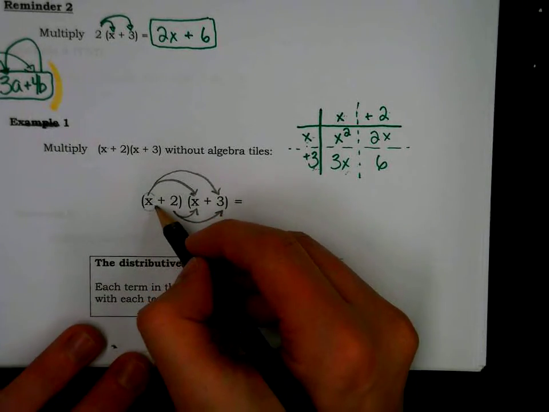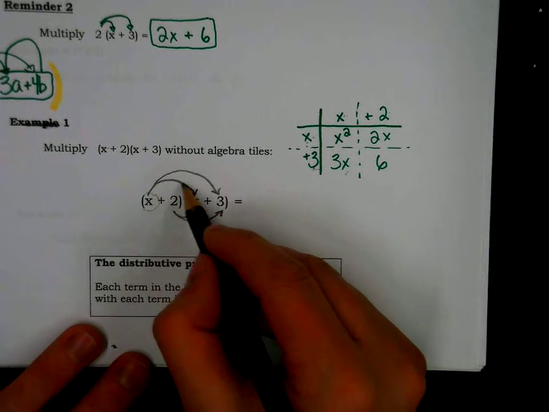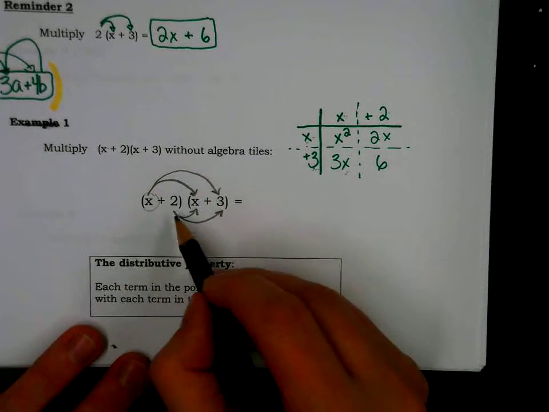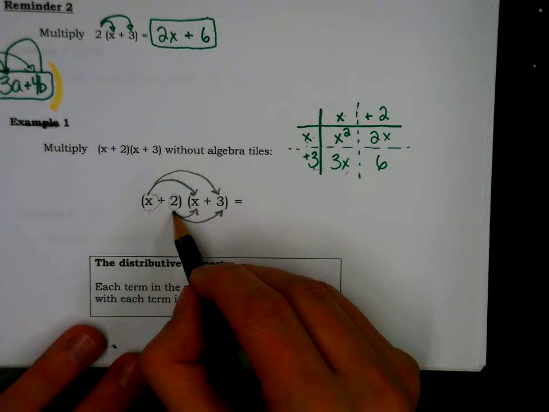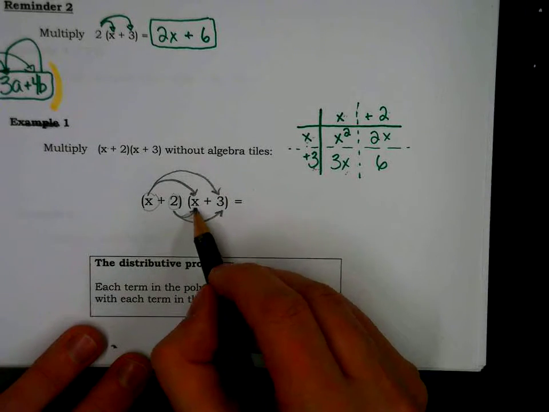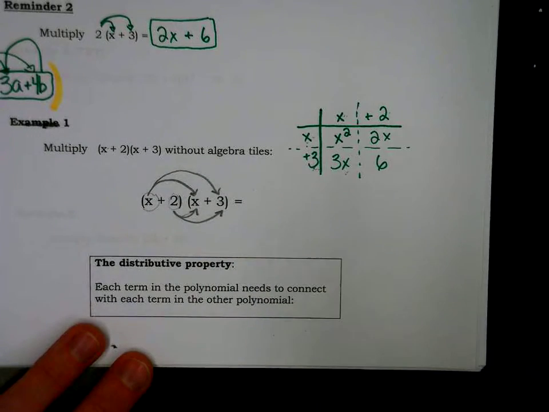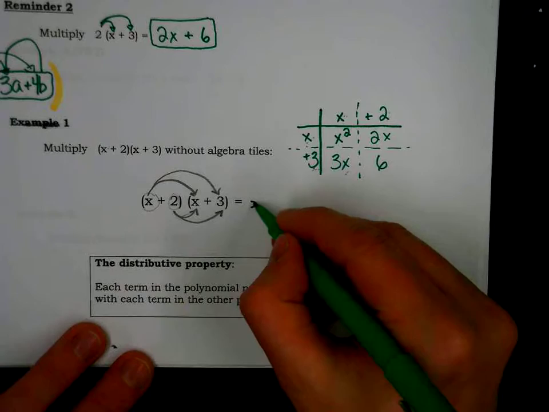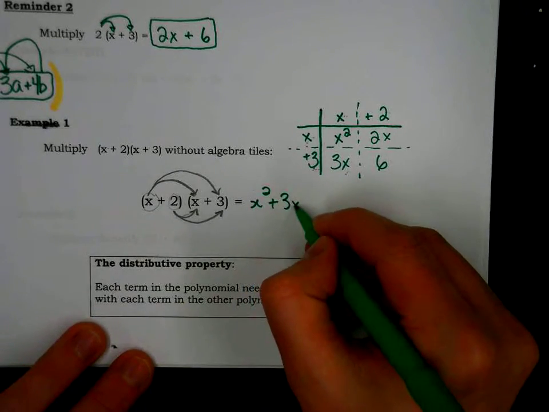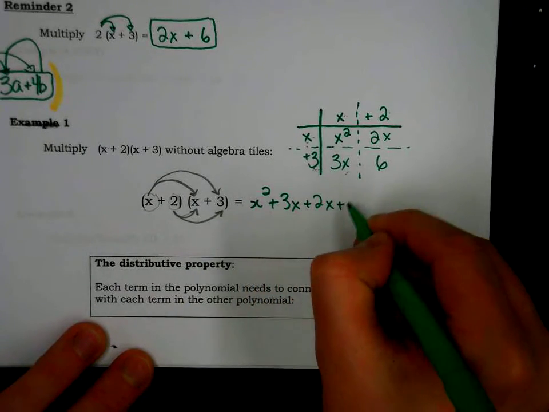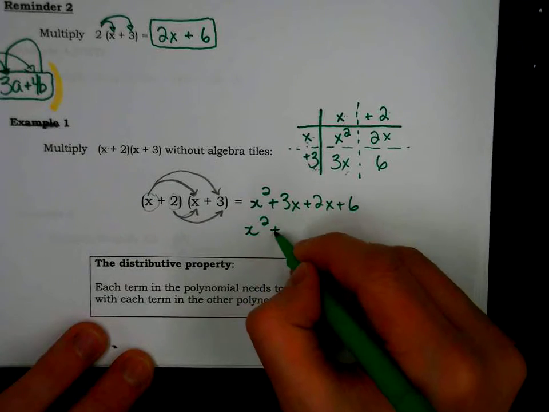The first number in the binomial connected to both in the second. The second number in your binomial connected to both in the second. And if you could actually draw 4 arrows that connect to the right locations, what you end up with is your answer. An x squared plus a 3x plus a 2x plus a 6, and ultimately x squared plus 5x plus 6.